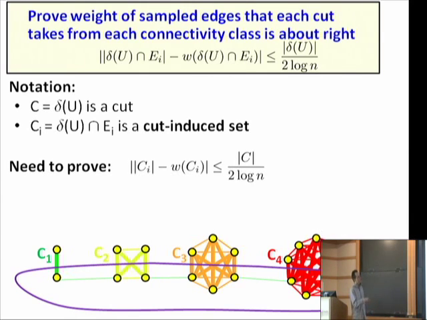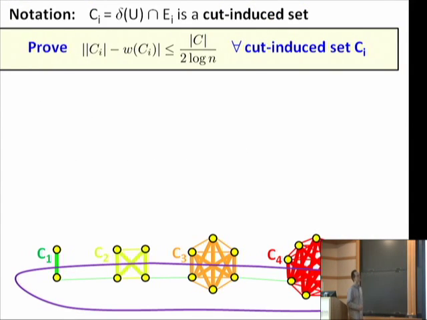And what we'd like to prove is that the sampling error for any cut-induced set is at most the size of the cut that induced it divided by log n. So that's our goal. And now I want you to recall the pink elephant.